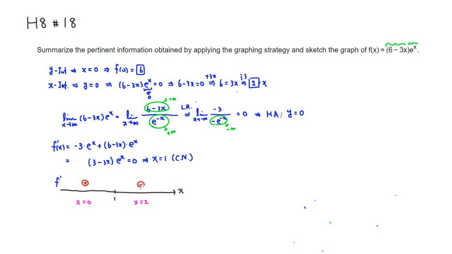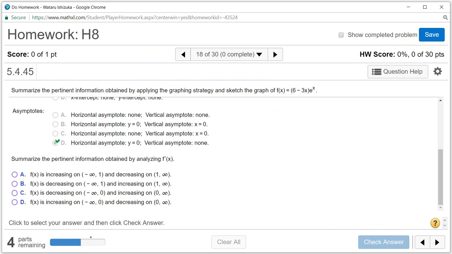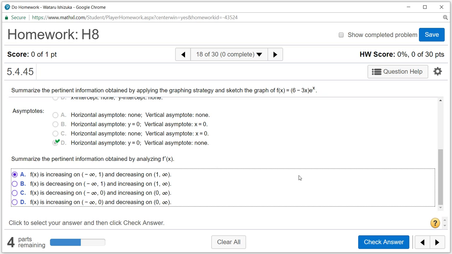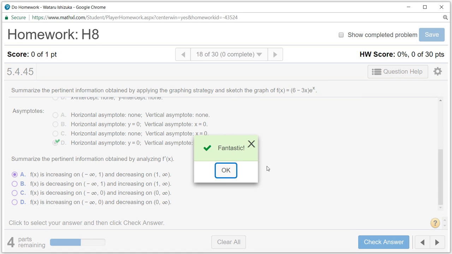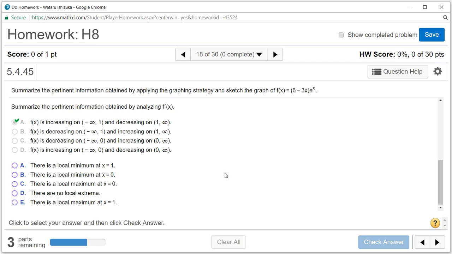be negative, right? So which means that the original function here is increasing before 1 and decreasing after 1, right? So let's type it in. So it's increasing before 1 and decreasing after 1. Actually, this is going to be the right answer. All right, so let's check the answer. All right, got that.